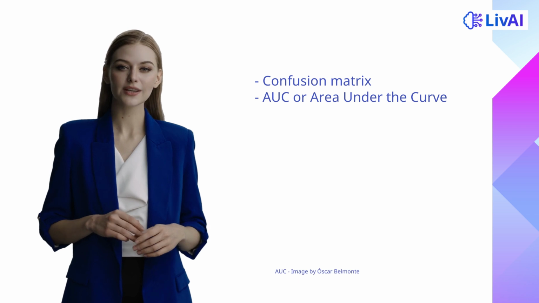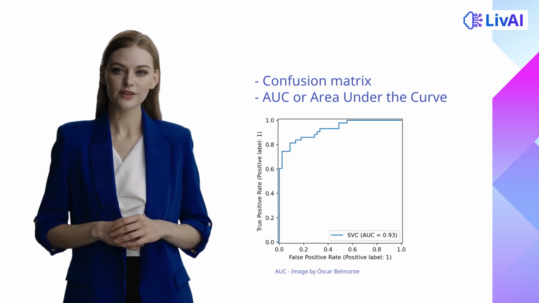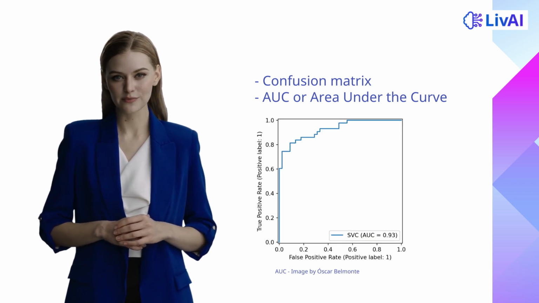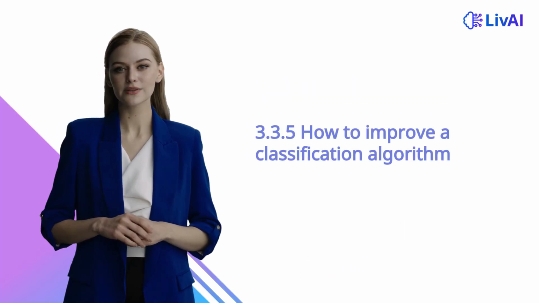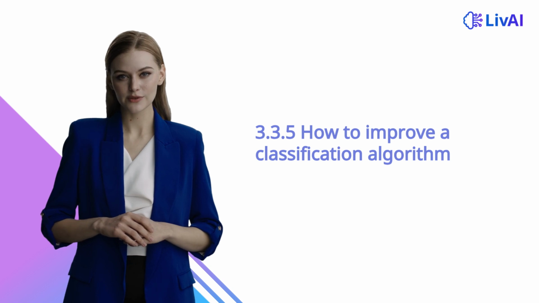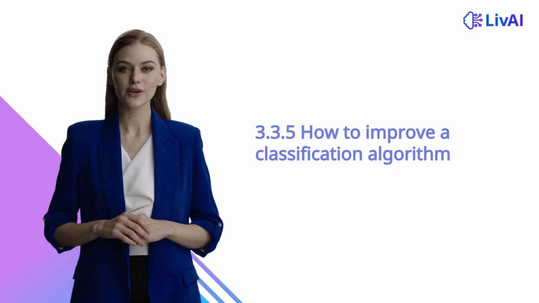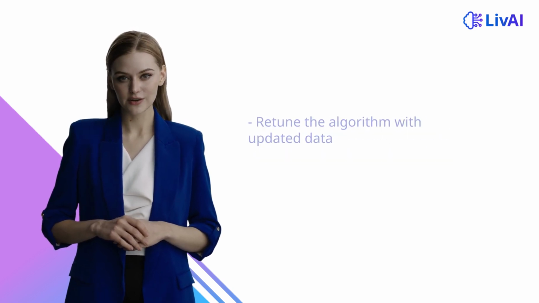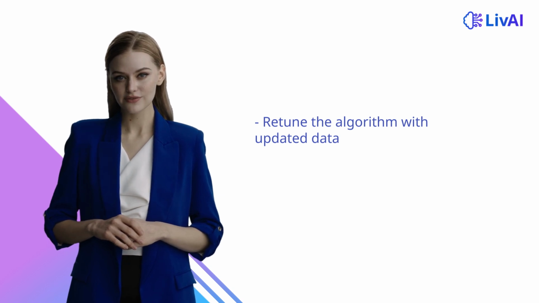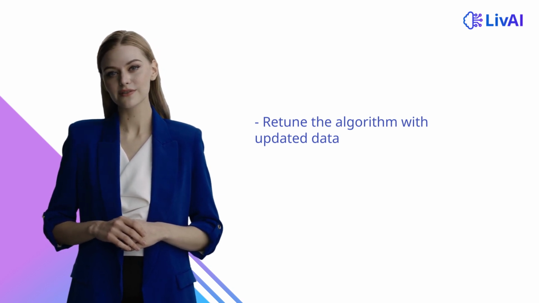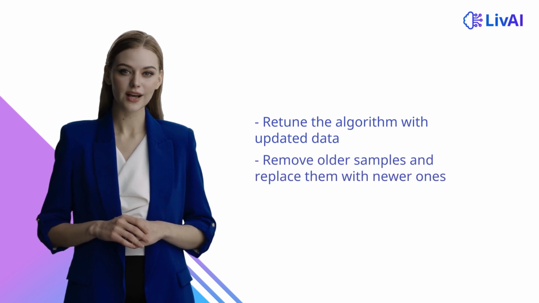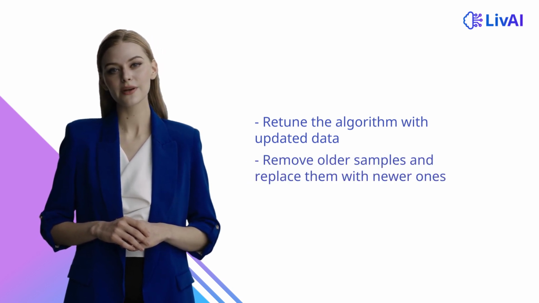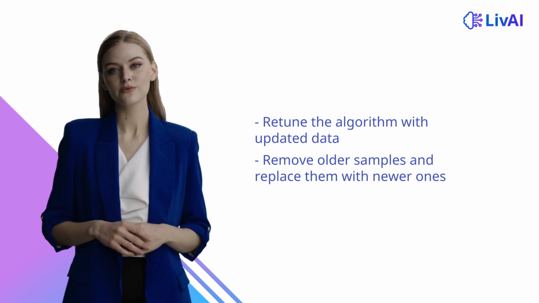Another measure is the AUC, or area under the curve, which helps assess the algorithm's ability to distinguish between 2 classes. Over time, the characteristics of your groups might change, so it's essential to regularly evaluate your classification algorithm. If performance drops, you can retune the algorithm using updated data.